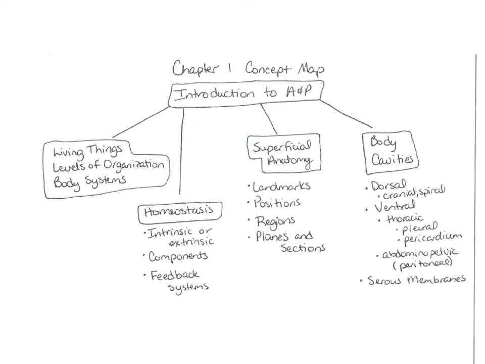As we go through each chapter, I like to make up concept maps to help me chunk the materials into smaller segments to study. So I'm going to show you a concept map for Chapter 1. Chapter 1 again is just an introduction to anatomy and physiology, and I've chunked this chapter into 4 separate sections. In the first section, which is what we're going to see on this video, we look at the characteristics of living things, the levels of organization in the body, and the 11 different body systems.